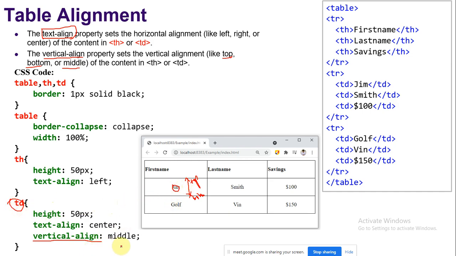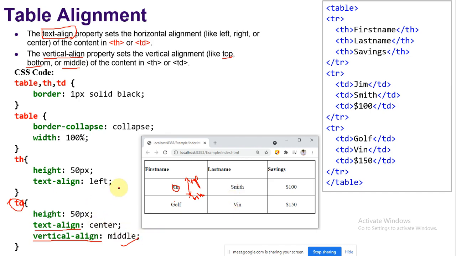Since we are applying vertical-align middle, all the names come in the center, vertically centered, and at the same time horizontally centered. Look at that, how it is horizontally centered. Here we are using text-align equal to center. So it's both horizontally centered as well as vertically centered. So these are the two properties. Text-align gives you horizontal alignment. Vertical-align gives you the vertical alignment: top, middle or bottom.